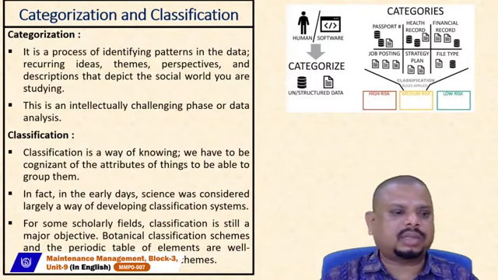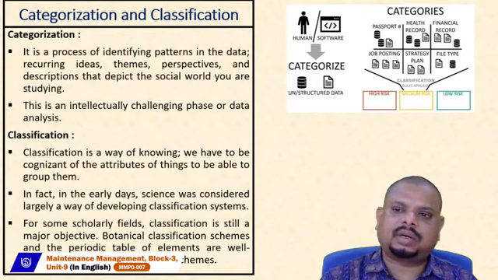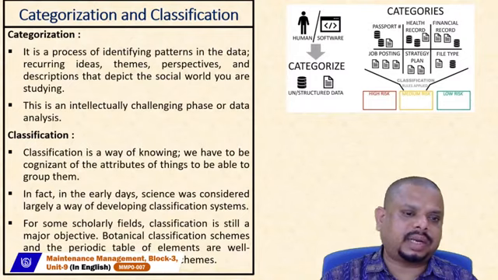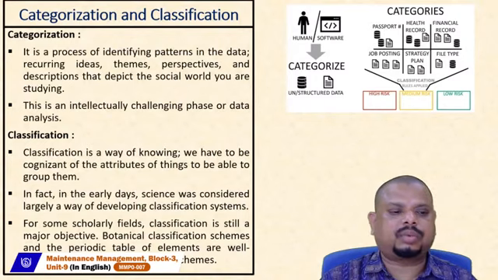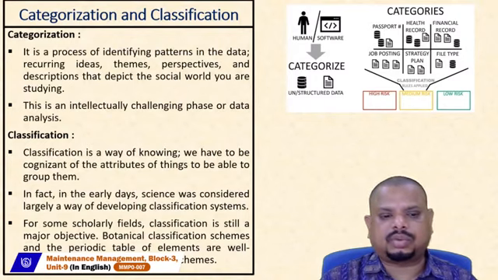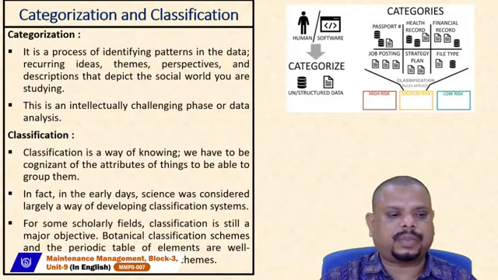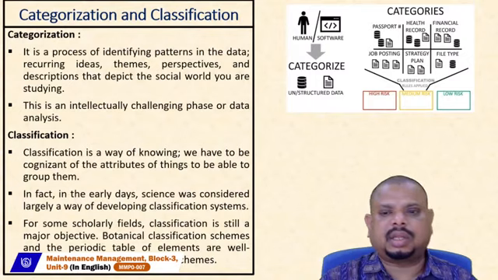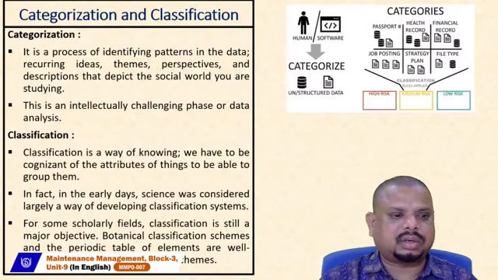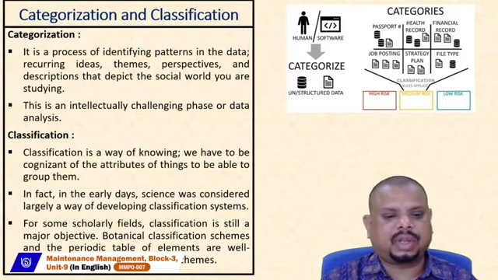So moving to the next one. In the case of classification, let's understand the meaning of classification with reference to data analysis. Classification is a way of knowing that we have to be cognizant of the attributes of things to be able to group them. In fact, in the early days, science was considered largely a way of developing classification systems. So for scholarly or research fields, classification is still a major objective.